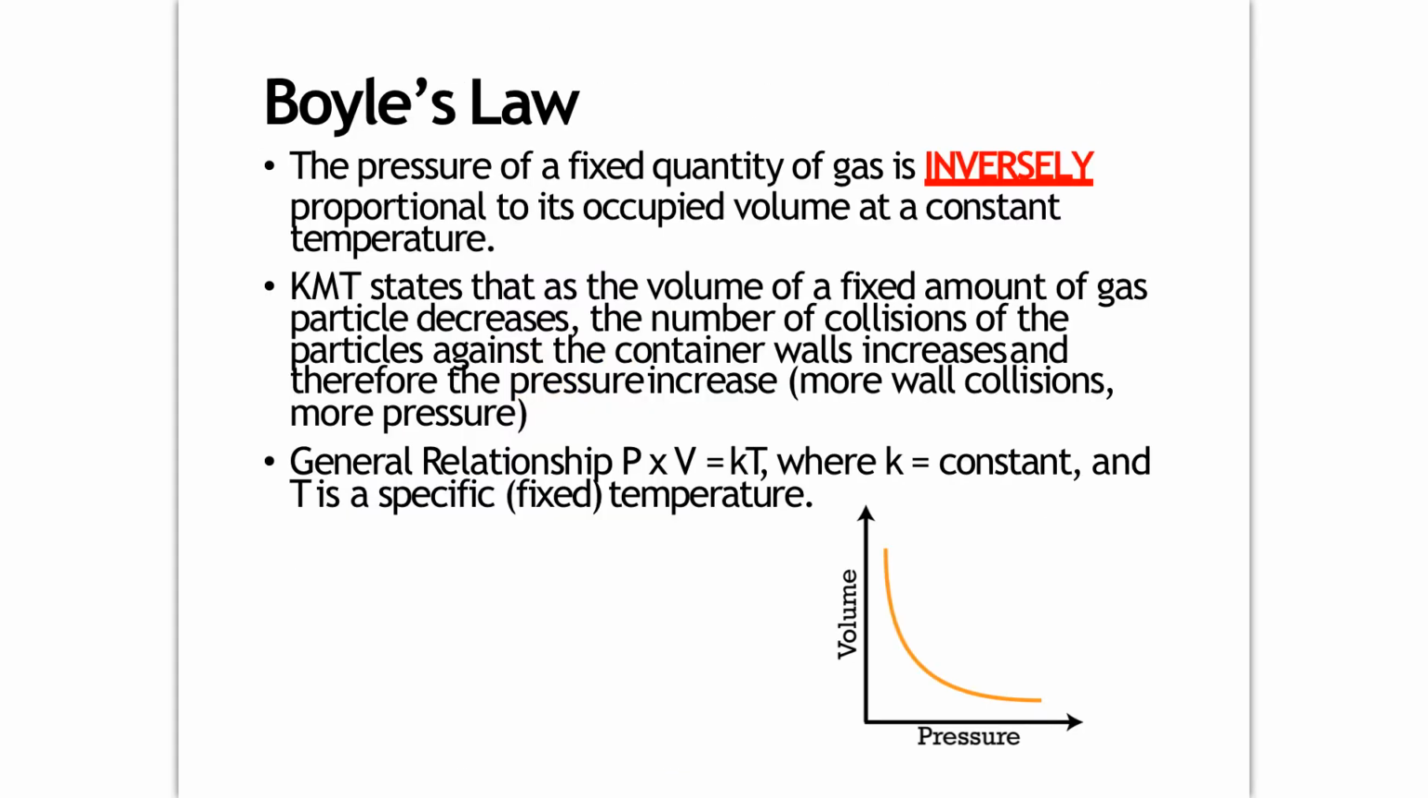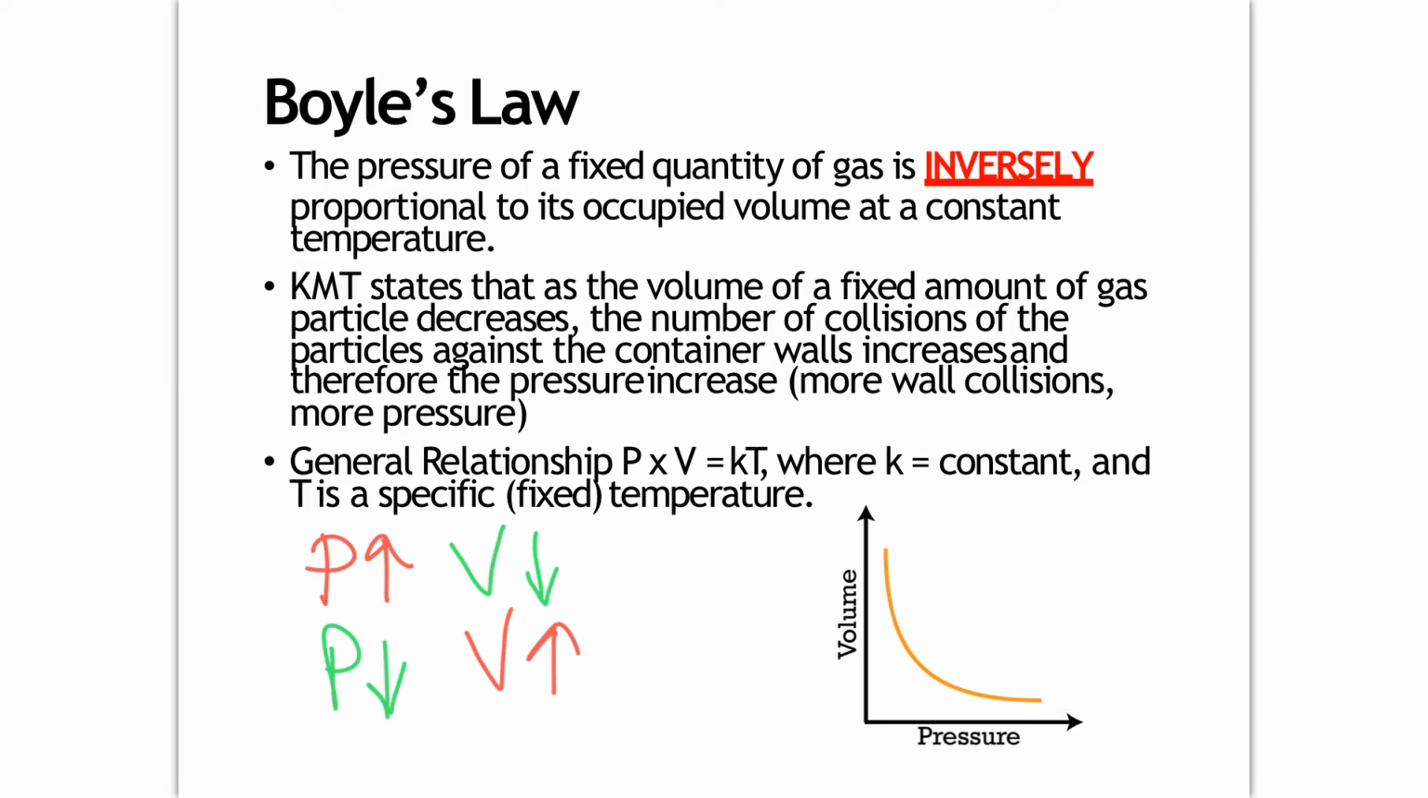When temperature is fixed or constant, there's an inverse relationship between pressure and volume, and that's Boyle's law. It basically says that as pressure increases, the volume of the gas decreases, and as the pressure decreases, the volume of the gas must increase. You can see that right here. Here I have a very high volume but a very low pressure. Here I have a very high pressure but a very low volume.